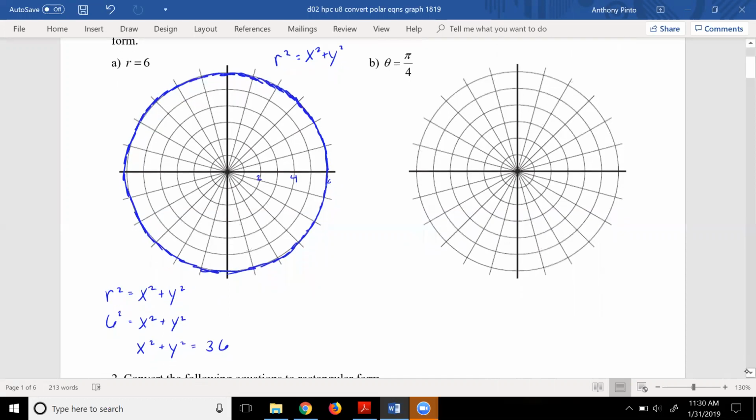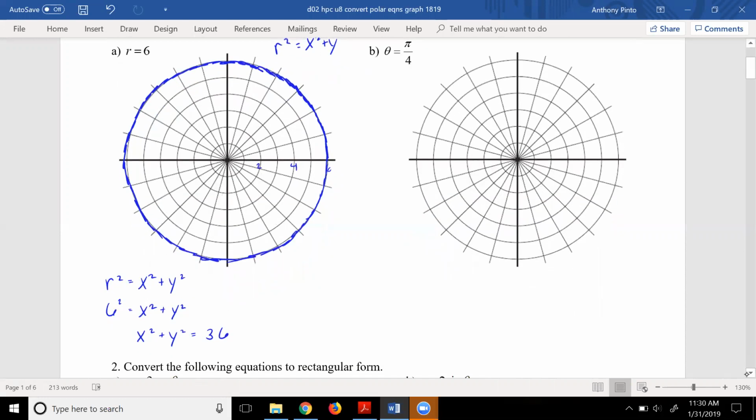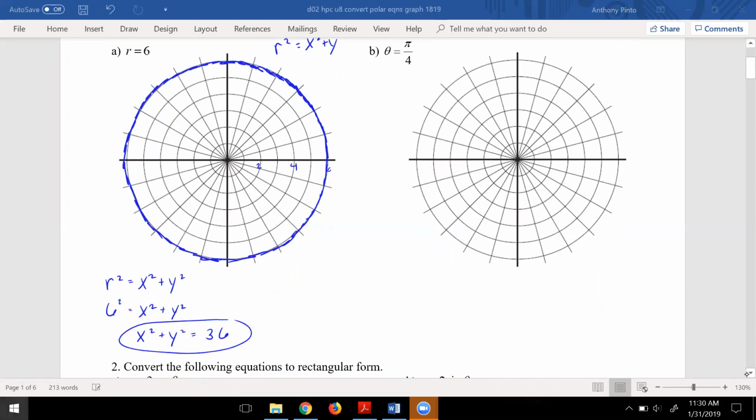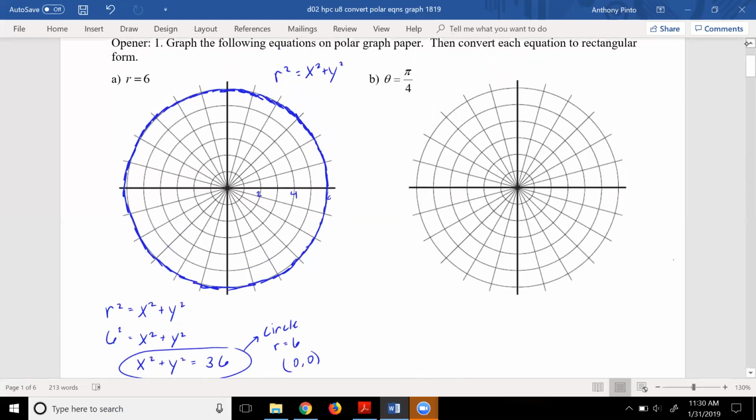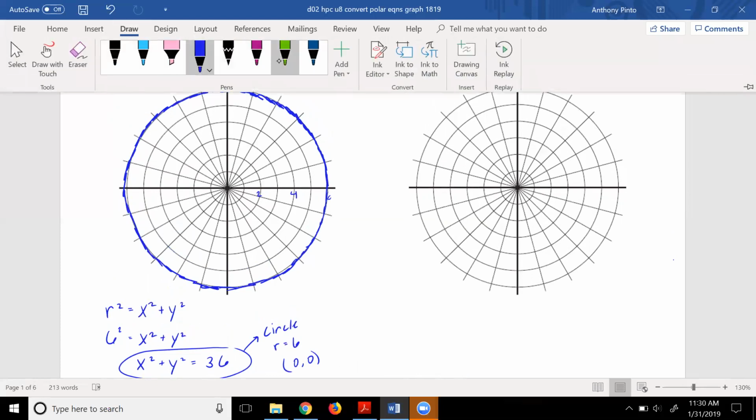And we should all recognize that this lovely equation forms a circle. So we have a circle here with a radius equal to 6, centered on 0, 0. All right, and this second problem tells us theta equals pi over 4. So in this problem, it gives us the angle. It doesn't give us the radius. It doesn't give us that r value.